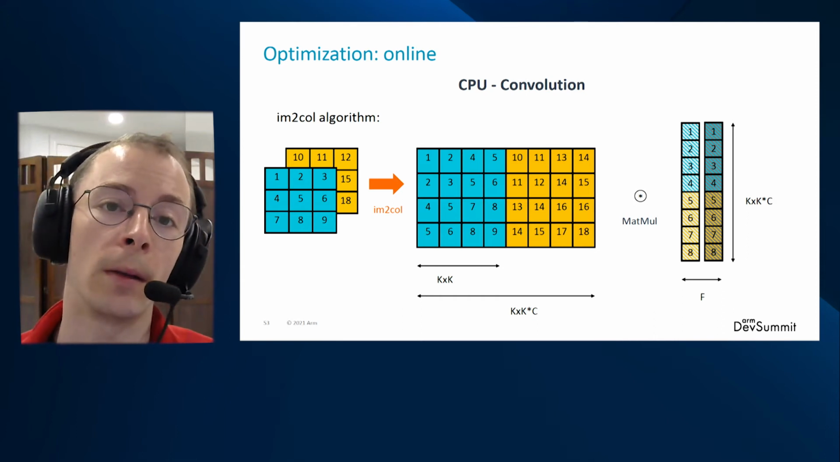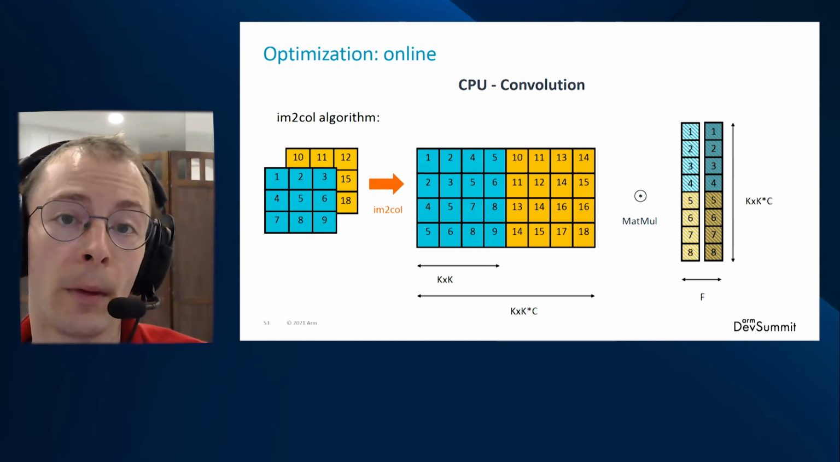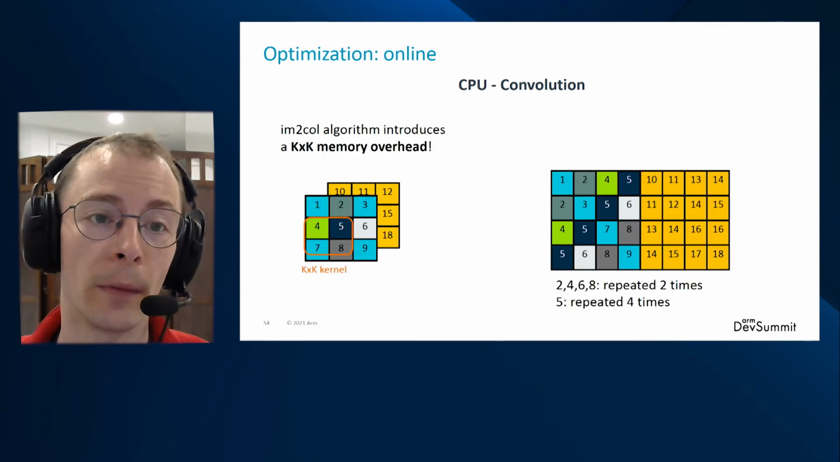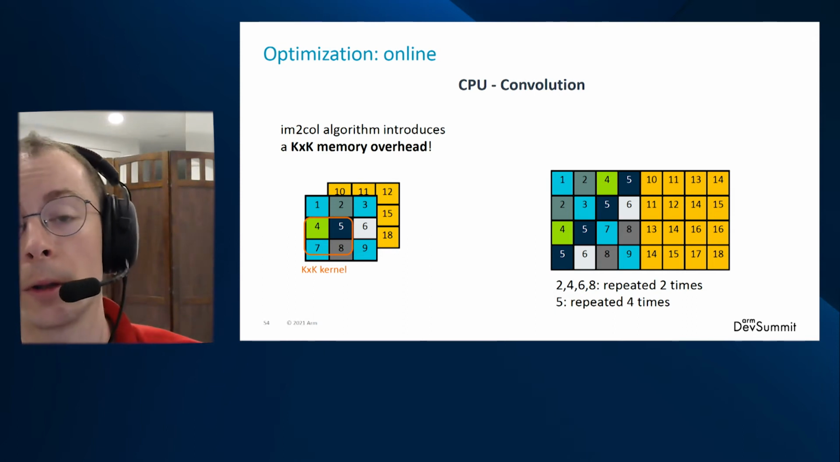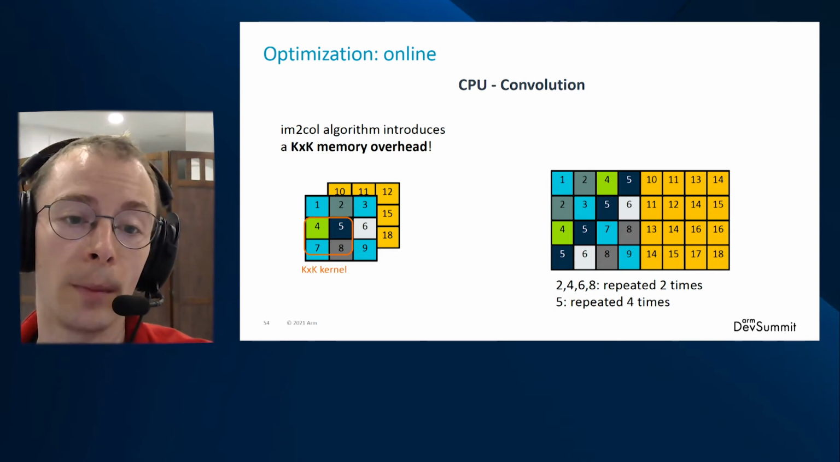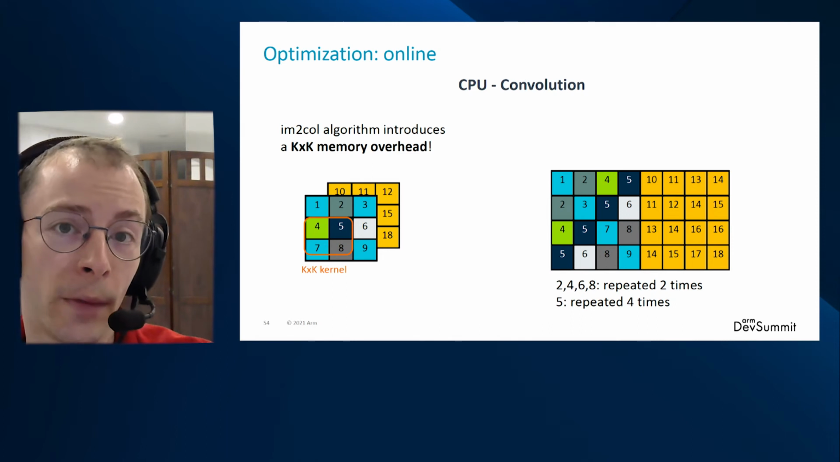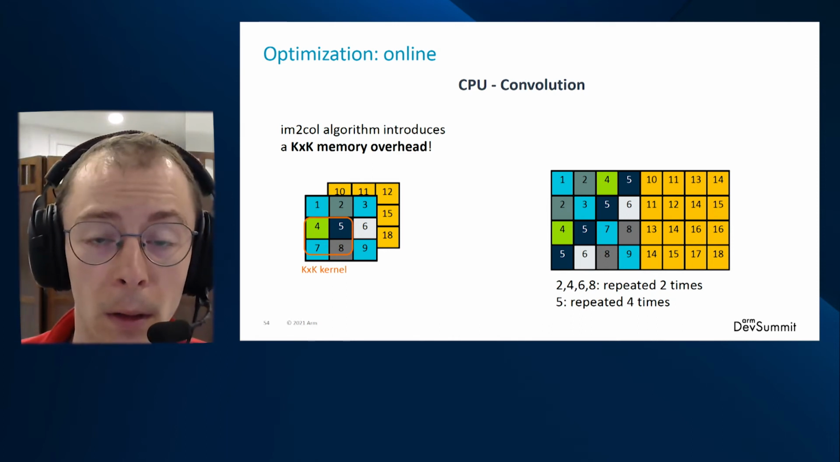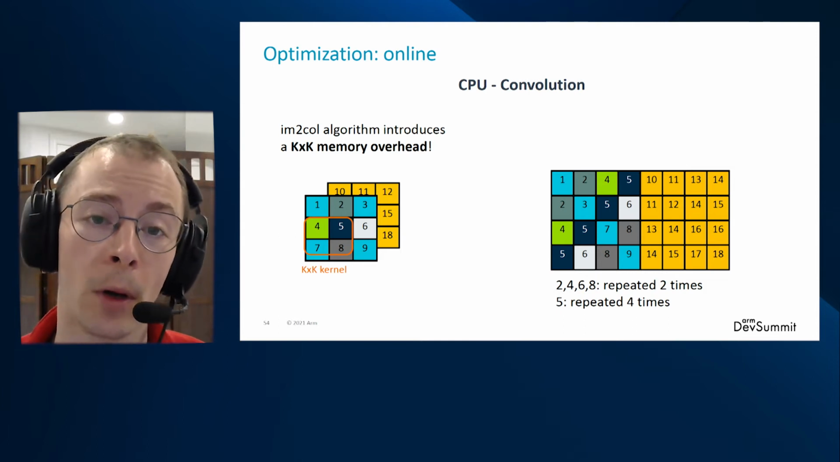Once this is done, we can simply do a matrix multiply with the filter kernel and get the output of the convolution. So that seems pretty efficient. However, when you take a closer look at it, in our example, you can see on the right the number 5 is repeated 4 times, and the numbers 6 and 8 are repeated 2 times. So that is a lot of memory overhead.